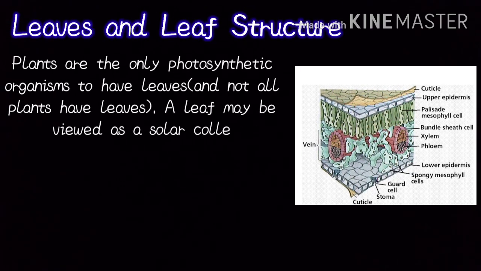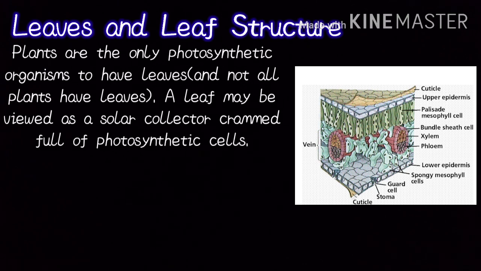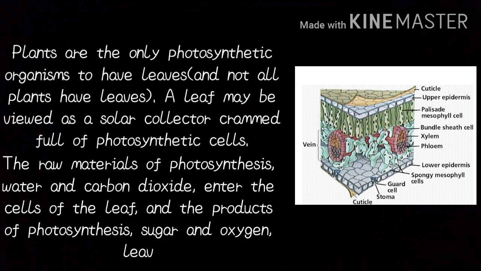Leaves and leaf structure. Plants are the only photosynthetic organism to have leaves. A leaf may be viewed as a solar collector full of photosynthetic cells. The raw materials of photosynthesis, water and carbon dioxide, enter the cells of the leaf, and the products of photosynthesis, sugar and oxygen, leave the leaf.